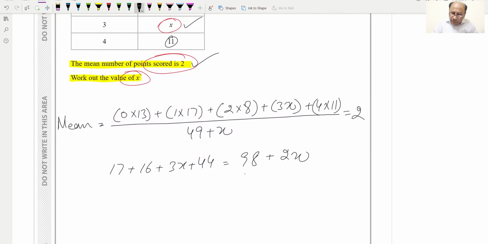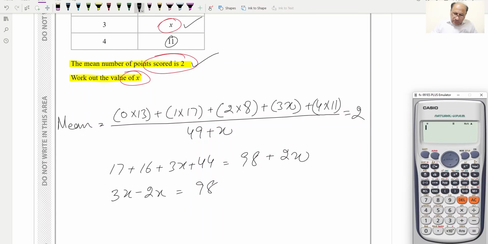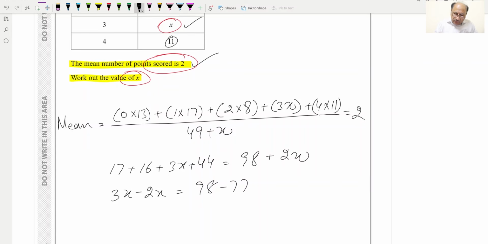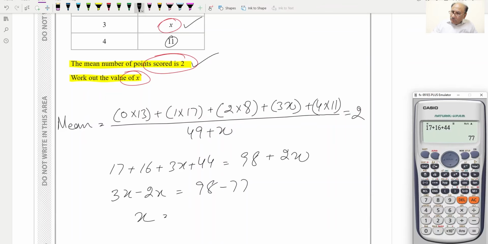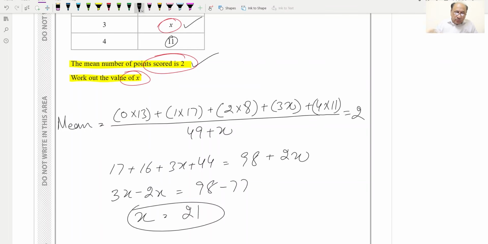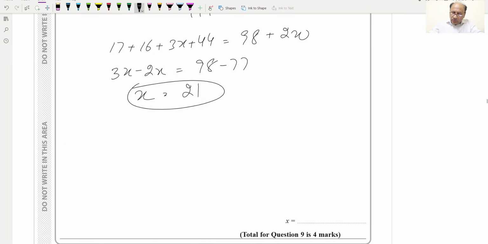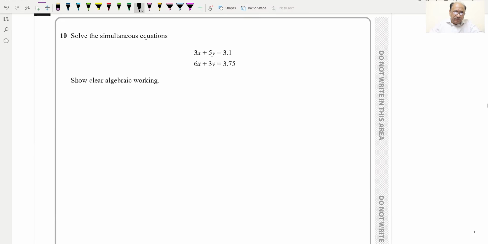Now we can shift 2x to this side, so this will be 3x minus 2x is equal to 98, and these three numbers 17 plus 16 plus 44 add up to 77, so minus 77 we have shifted to the other side. So x is equal to 98 minus 77, the answer is 21, so the x value is equal to 21, which was required. We can provide the answer over here, and this is a 4-mark question which we have done.